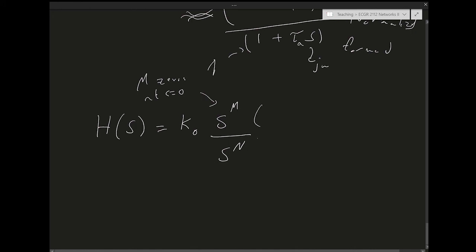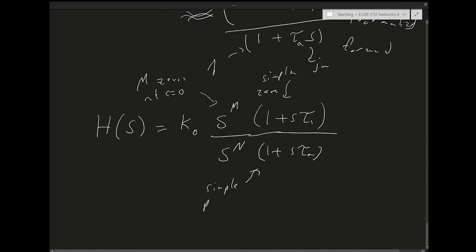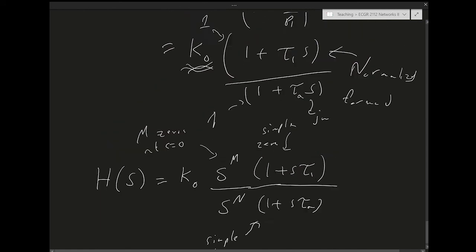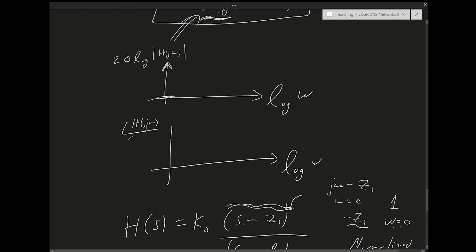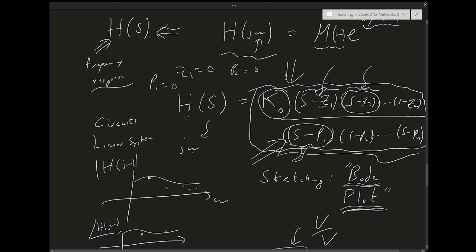And then we have the normalized zero, which is called also a simple zero. And then we could have a normalized pole, which is tau a, which is called the simple pole, right? Remember when we said the poles and the zeros, if some of them are complex, they have to come in pairs that are complex conjugate.